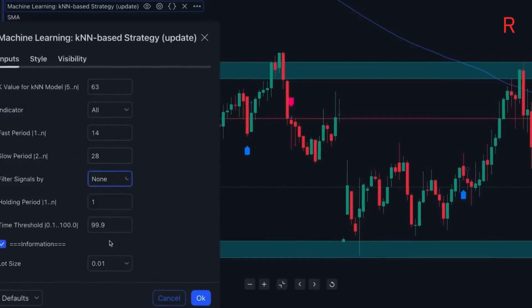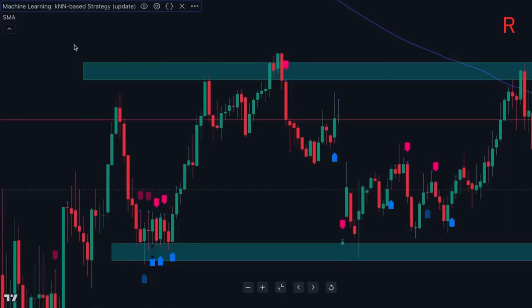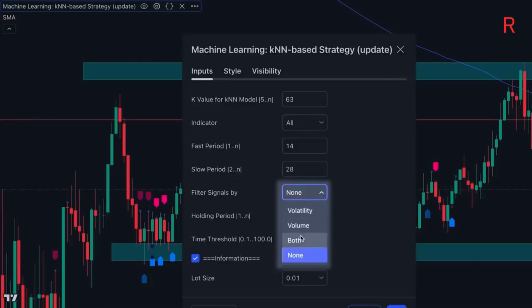If I set this to none, you will notice there are a lot more signals now being displayed on the chart, and quite a number of these signals are not good. So I would recommend leaving it on both.